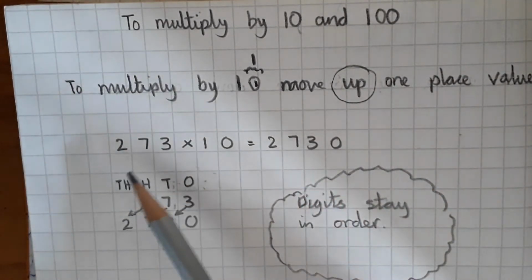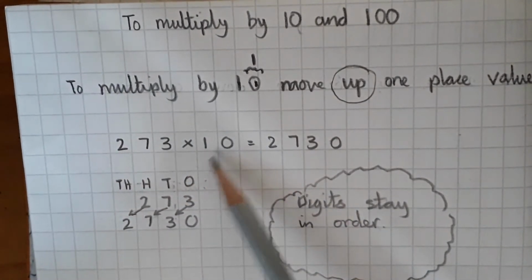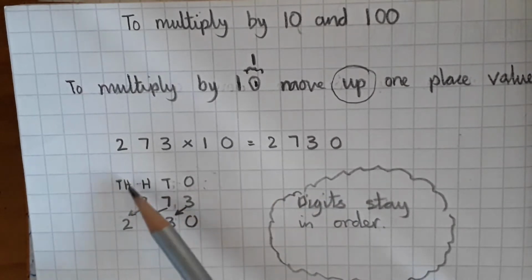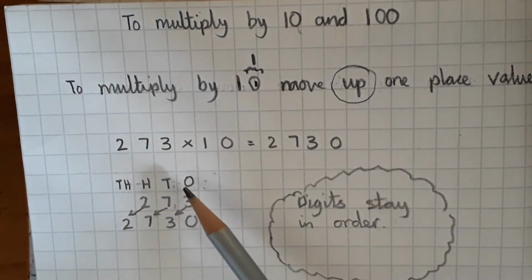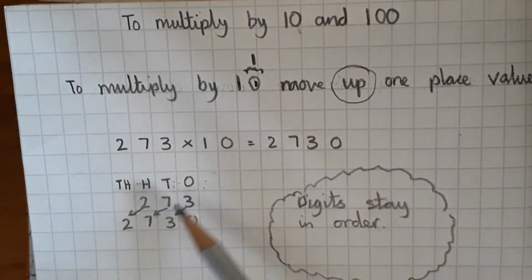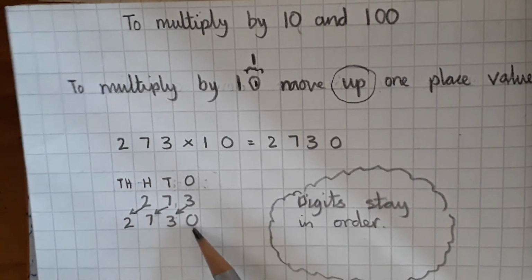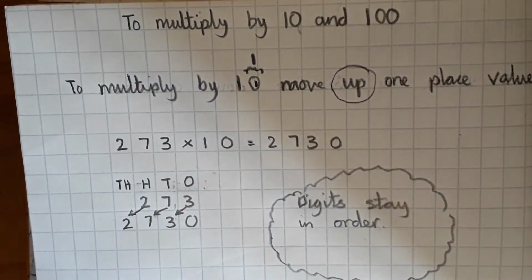Okay, so we've done this example, 273 multiplied by 10. We've put 273 in place value columns and each digit moves up one column. The digits stay in the same order, and then we've added a 0 there as a place value holder.